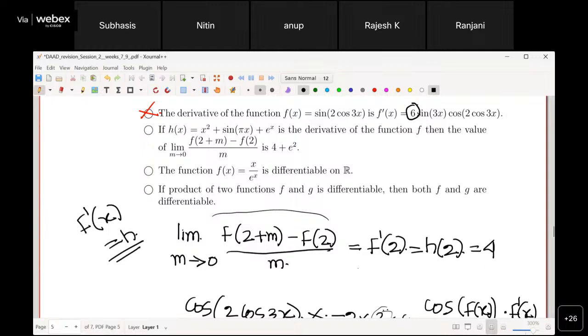What is h of 2? This is 4 plus e square, right? Yes, as sine 2 pi is 0. So in the end, we'll get 4 plus e square. So that means this statement is correct. So is it clear why this statement 2 is correct? Yes. So what about option number 3?